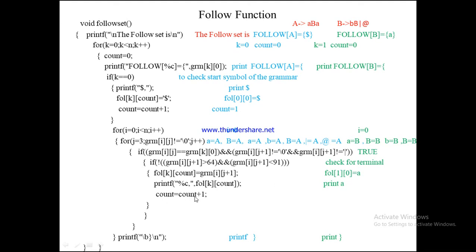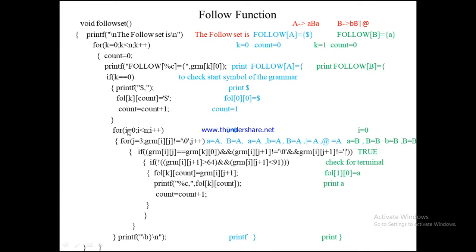Now count will be incremented by 1. Now the count is equal to 1. Again where will I go? I'll go to this for loop and increment the I by 1. Why? Because only in this particular production have I checked what is the follow of the B. Now I have to check in this production also what is the follow of the B. Here also one capital B is there, so I have to check what is there in the follow of the B. Therefore I need to go to this particular production.